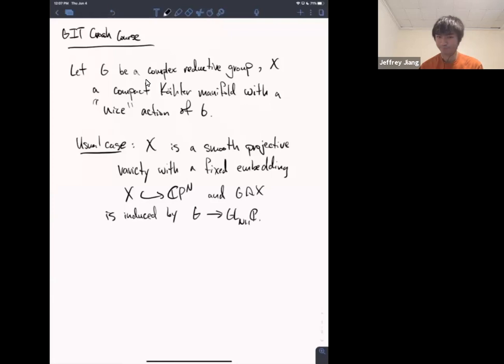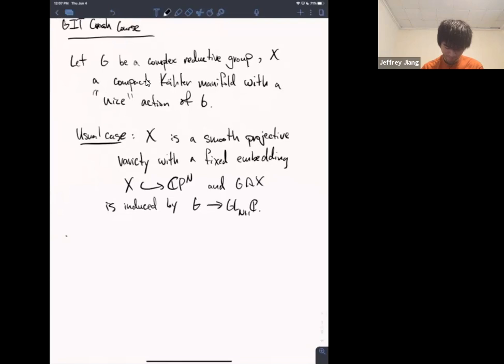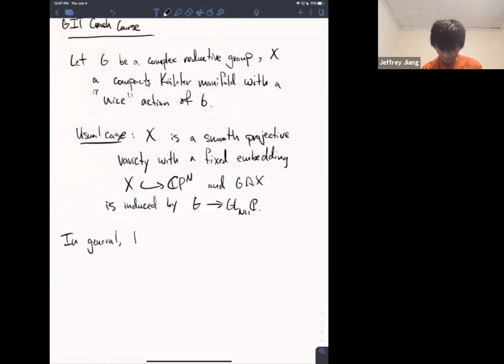So in general, the naive quotient that you might want to take, just X mod G, is not well behaved. For example, it might not be a scheme or a variety.